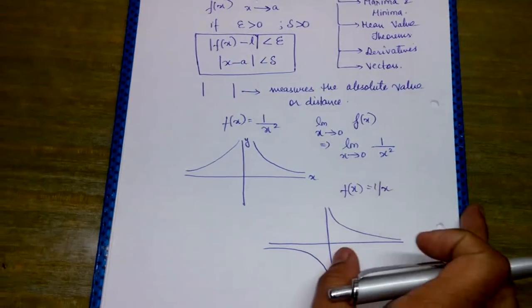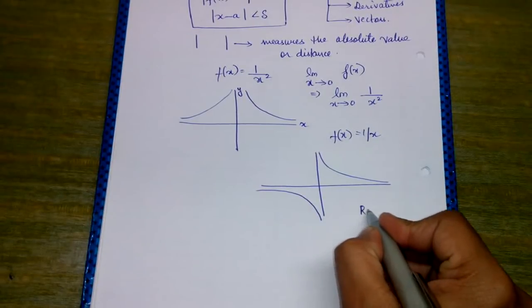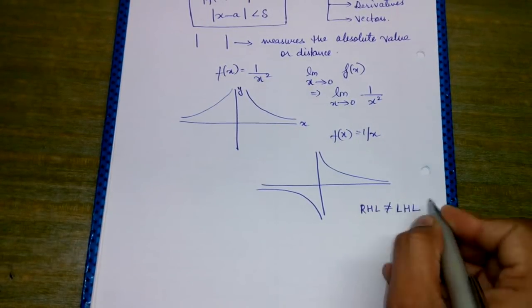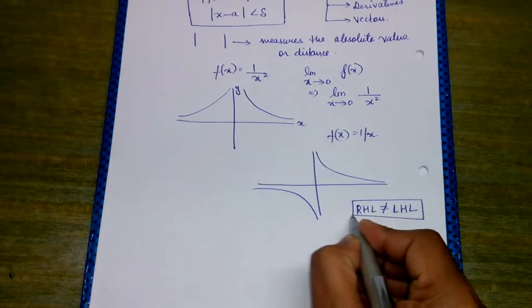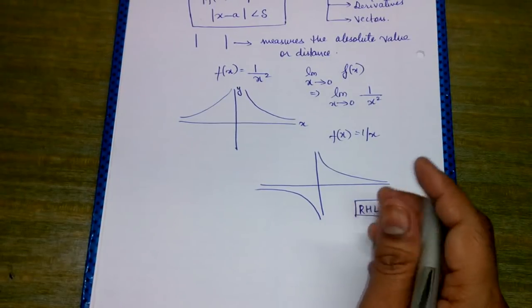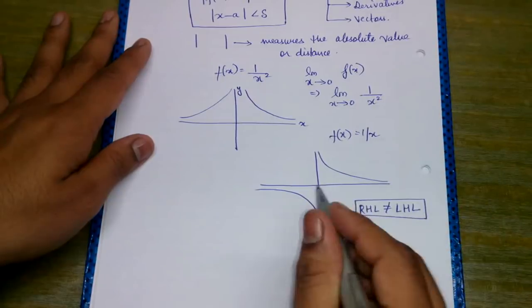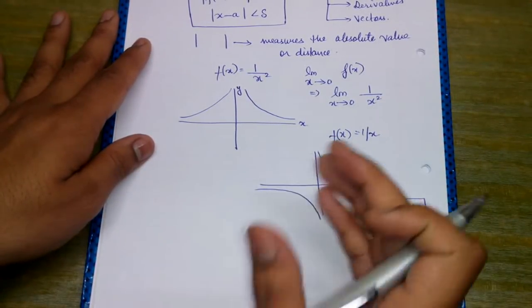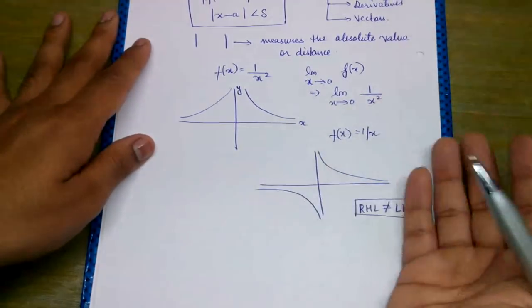It means the left hand side and the right hand side limits are not equal. Hence the right hand side limit is not equal to the left hand side limit, and therefore we say that the limit does not exist. Now what do we mean by the left hand side limit and the right hand side limit? If the value of x is approaching from the right side, then we have the right hand side limit, and if x is approaching from the left hand side, then we have the left hand side limit.